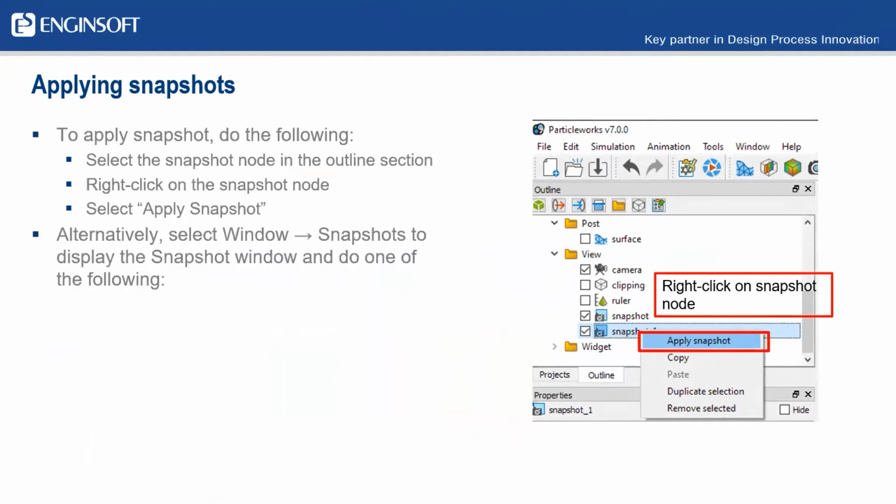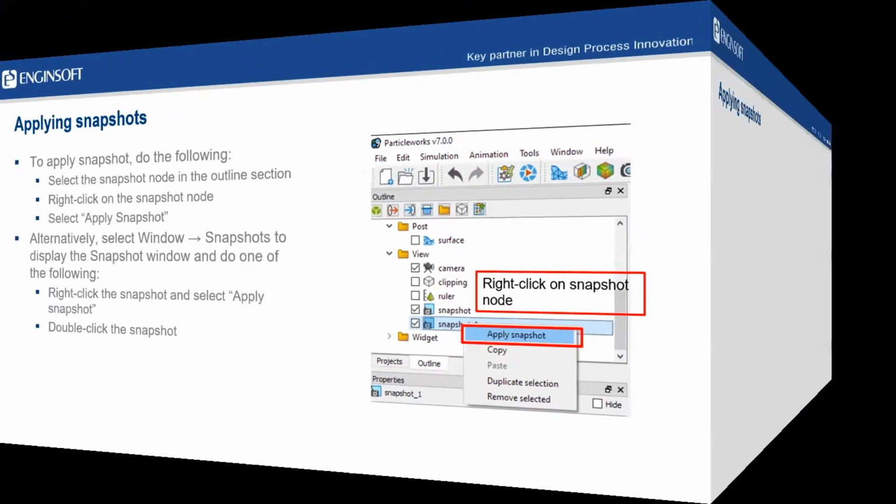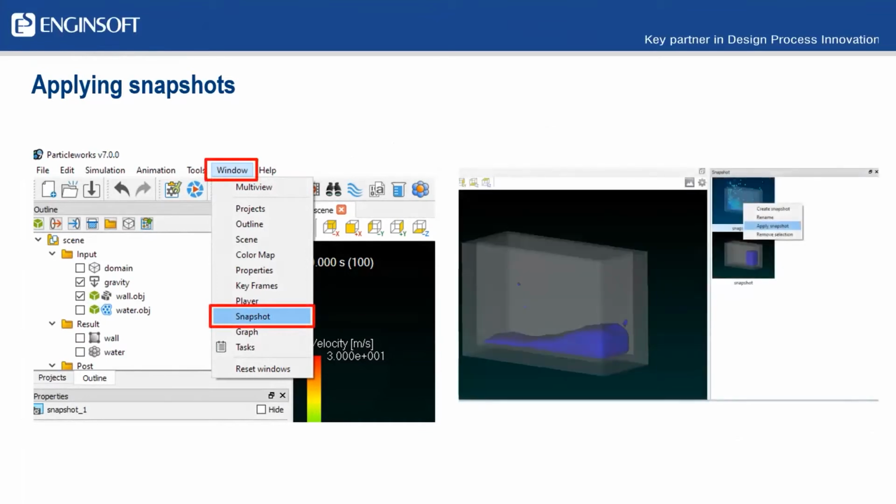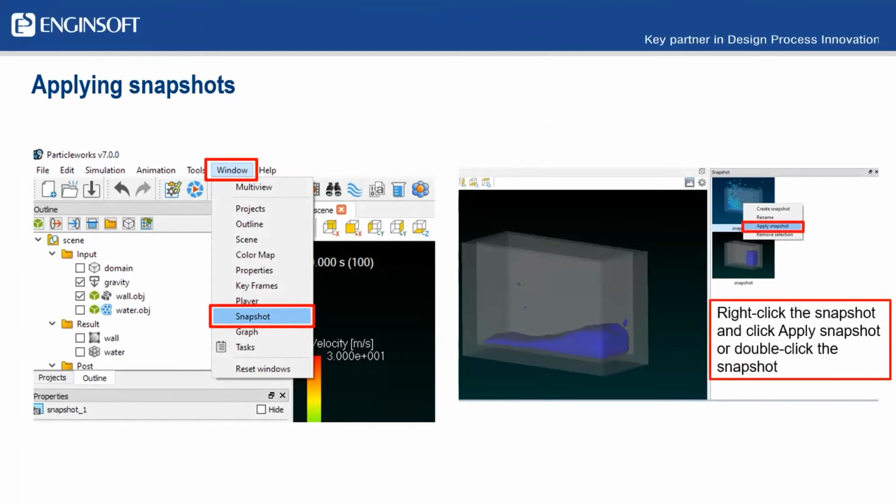Alternatively, you can select the window, select snapshots, and you can display all snapshot windows, or you can display a snapshot window and pick which snapshot you want to look at. You can either right-click on that snapshot and select apply snapshot, or you can just simply double-click the snapshot. And this is just going to be, again, click on window, snapshot, and the snapshot GUI opens up. You can right-click on your snapshot, click apply snapshot, or simply double-click snapshot.